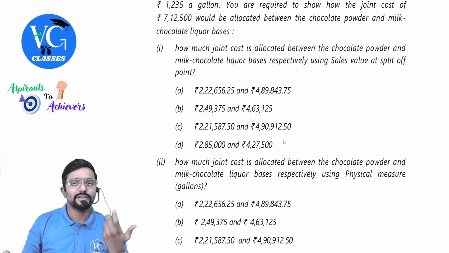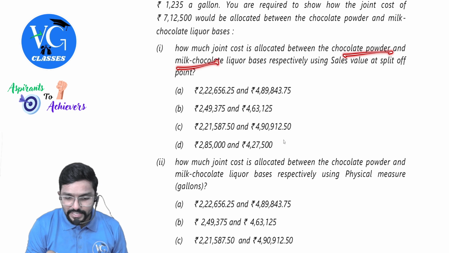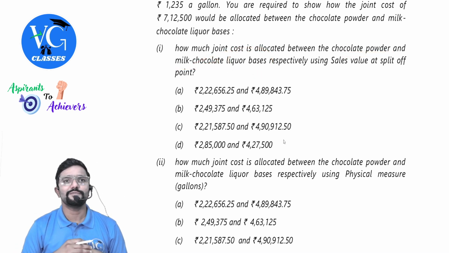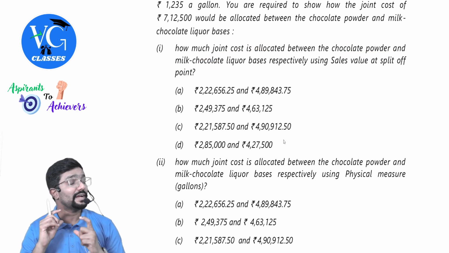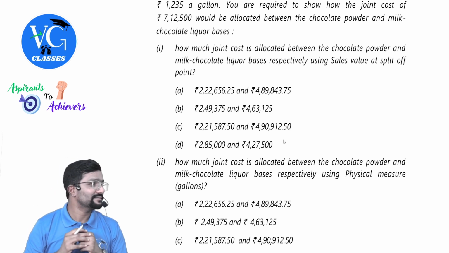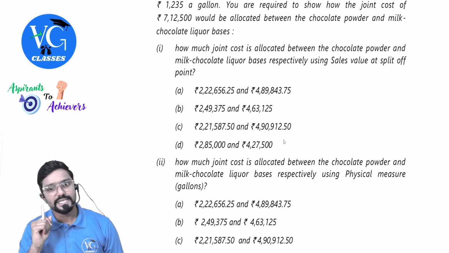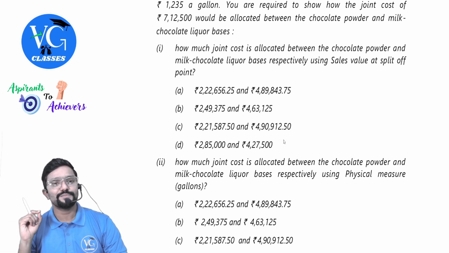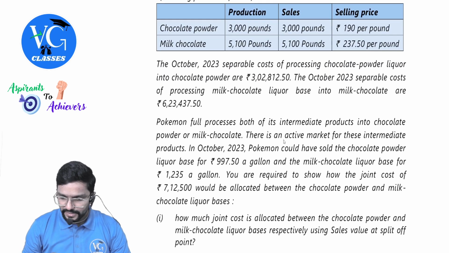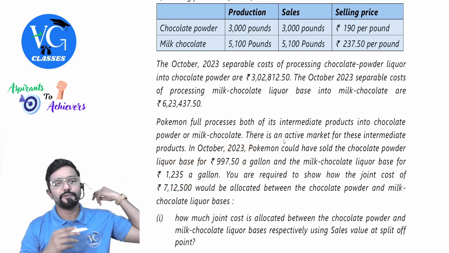So what they would have felt is, sir, chocolate powder and milk chocolate liquor base is common for both. Why I felt here to explain this is because chocolate powder also is there later, which is the ultimate output. So students get confused with that. Using sales value at split off point. Guys, what is the sale value at split off point? They have given it here now: 997 and 1235. We need to find out.